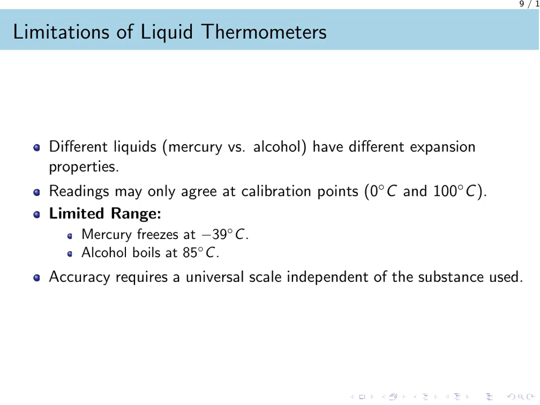Different liquids, such as mercury and alcohol, have different thermal expansion properties. This means that even if both thermometers are calibrated perfectly at 0 and 100 degrees, their readings might not agree exactly at an intermediate temperature like 50 degrees. Additionally, these thermometers have a limited functional range. Mercury freezes at -39 degrees Celsius, making it useless in extreme cold, while alcohol boils at 85 degrees Celsius, limiting its use for high heat. To achieve high accuracy, scientists need a more universal scale that does not depend on the specific material being used.